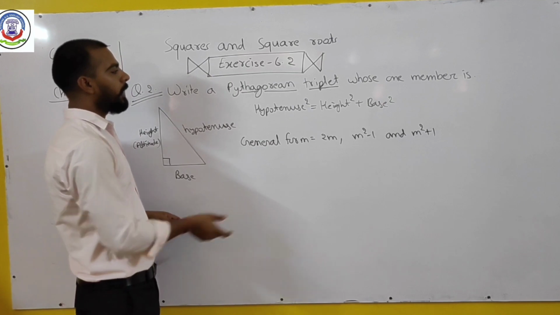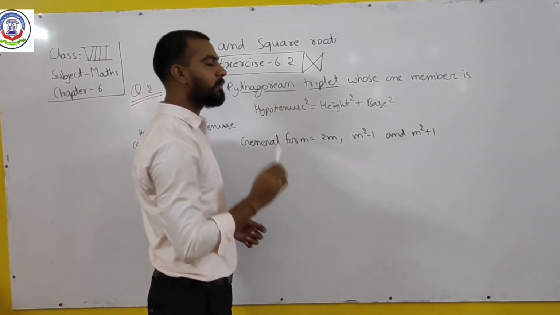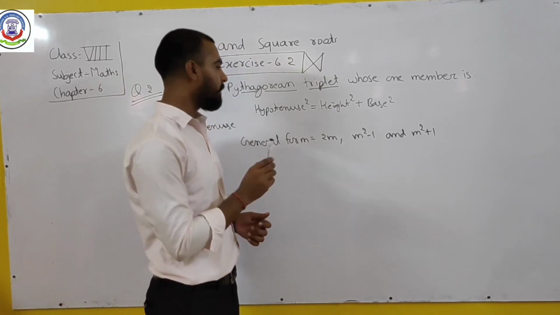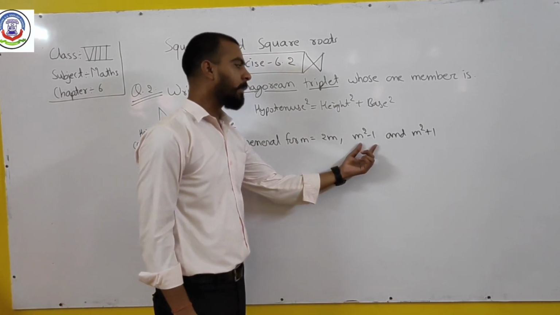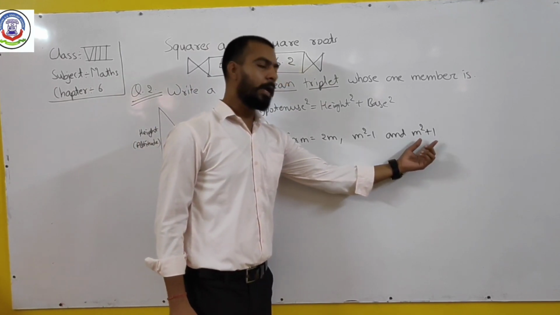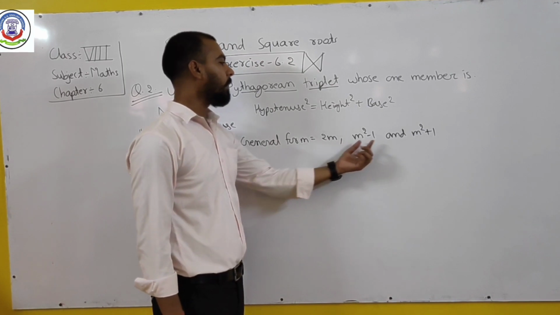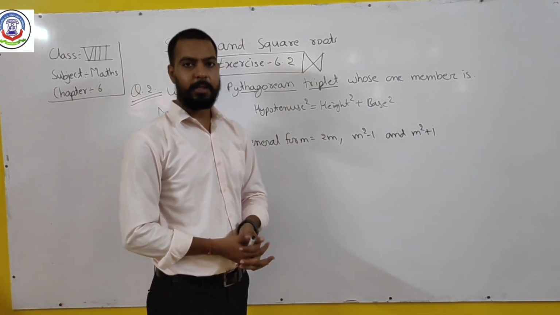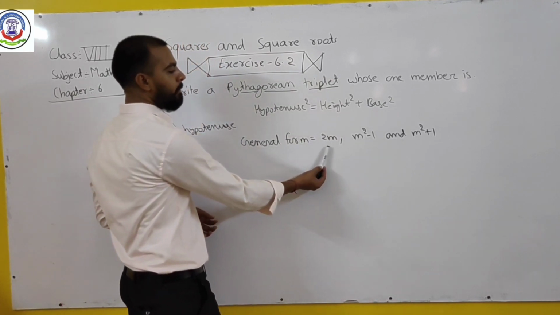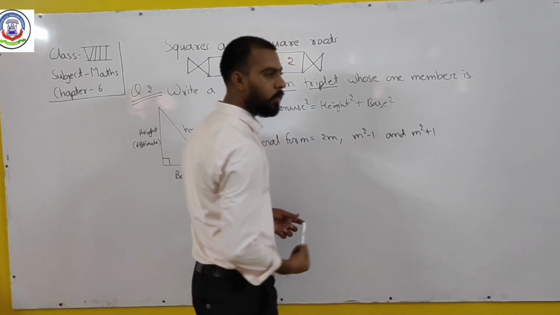Okay, now come to our question. We have to find the Pythagorean triplet, and the general form of the Pythagorean triplet is 2m, m square minus 1 and m square plus 1. That means in a Pythagorean triplet we will have only 3 terms, and the general form of those terms is 2m, m square minus 1 and m square plus 1.